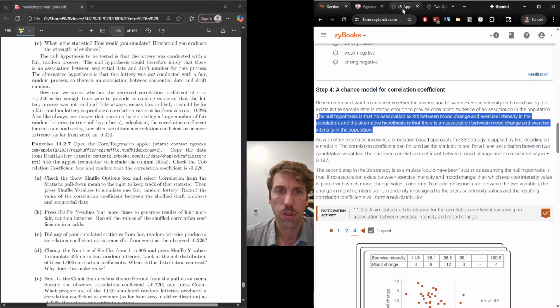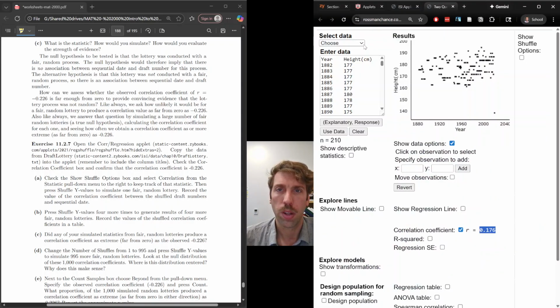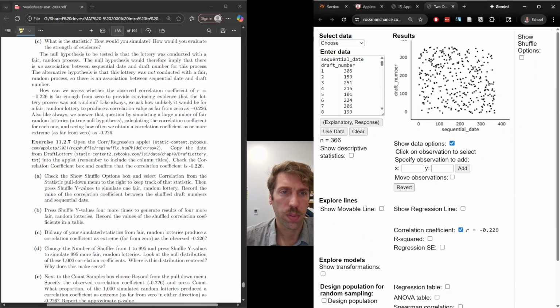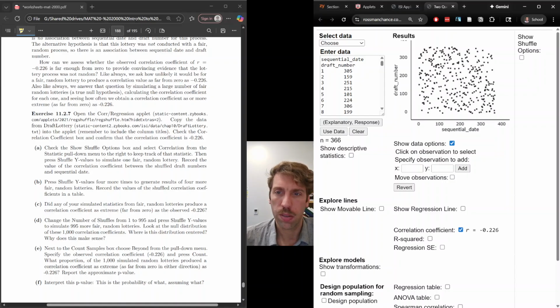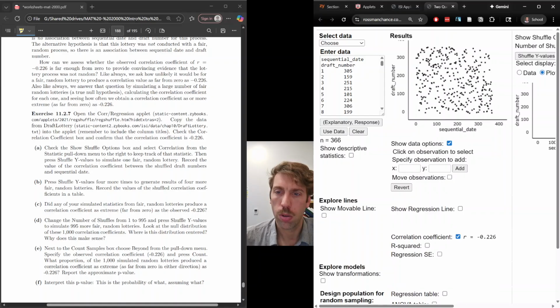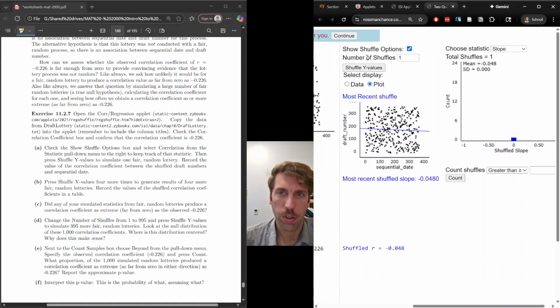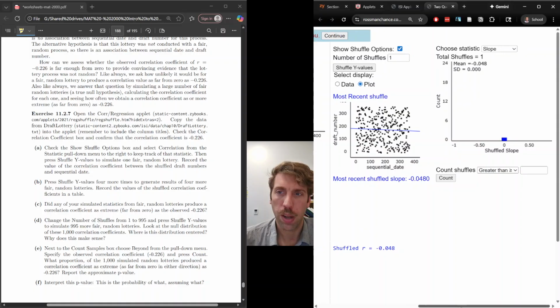So we're going to go to the correlation coefficient applet. I still have it open from making the video for the last section. So then you can choose the data, draft lottery. Use data. Okay. Correlation coefficient box. Yep. There we go. Press shuffle Y values 4 more times. All right, check the shuffle options. So we got to go over here. Show shuffle options. Try to say that 5 times fast. All right, and then record. So then shuffle your values. Yours should be different from mine.